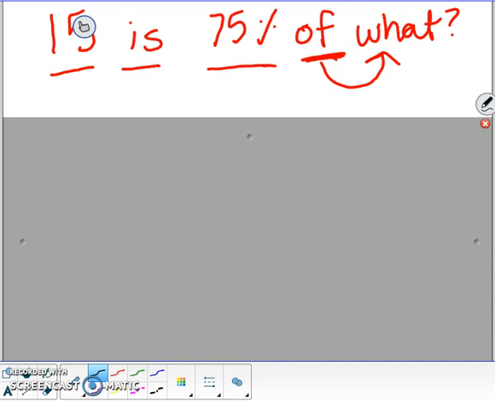Okay, what about this kind of a problem? 15 is 75% of what? Now, if we remember what the word of means, of stands for the whole. Go ahead and pause the video and see if you can set your proportions up correctly.